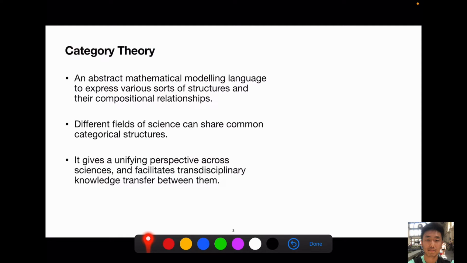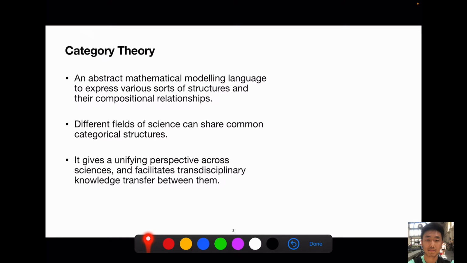So first of all, category theory. Category theory is an abstract mathematical modeling language to express various sorts of structures and their compositional relationships. And the key concept of category theory is the compositional relationships between structures. And different fields of science can share common categorical structures. I'll give some examples later on. Therefore, it gives a unifying perspective across sciences and facilitates transdisciplinary knowledge transfer between them.